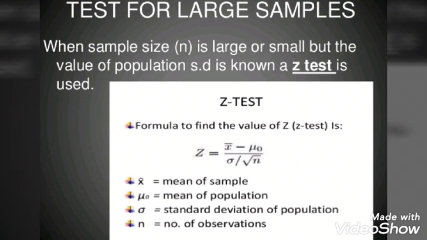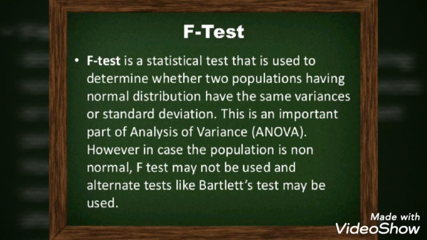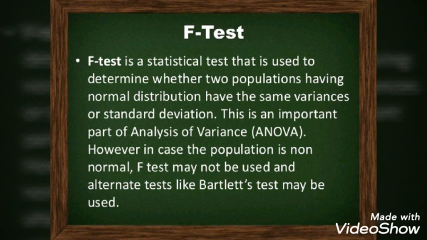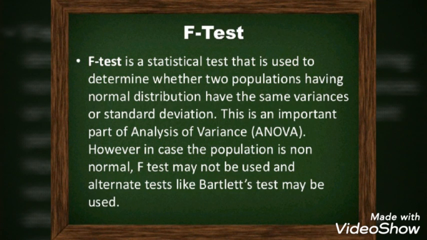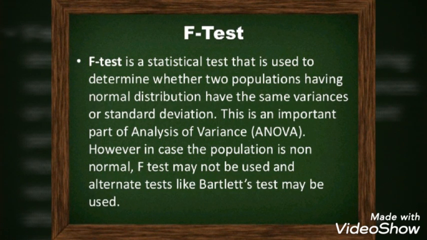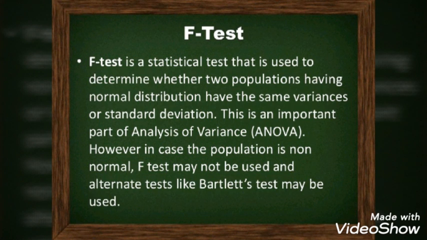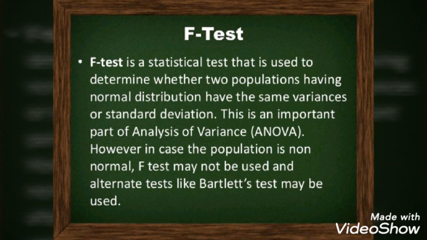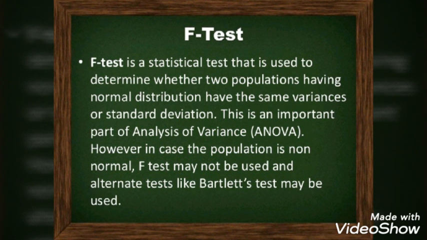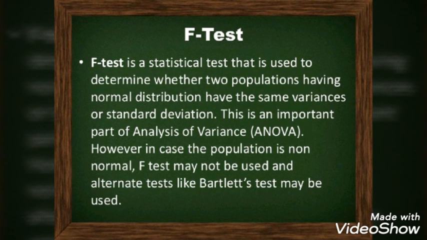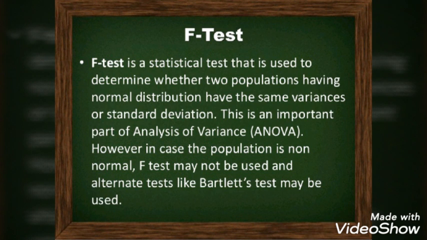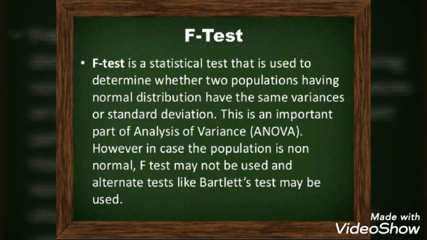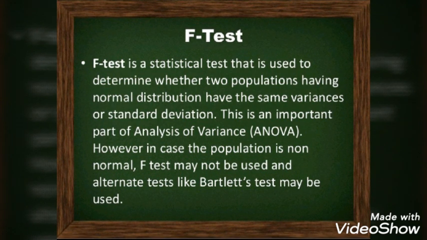Then we can go for the f-test. The f-test is a statistical test that is used to determine whether two populations have normal distributions and have the same variances or standard deviations. This is an important part of analysis of variance, ANOVA. However, in case the population is non-normal, the f-test may not be used, and alternate tests like Bartlett's test may be used. So it is used for showing the normal distribution between the two populations. You are not going to show the differences between your variables, but you are going to study those variances. So for this case, we are using this f-test.